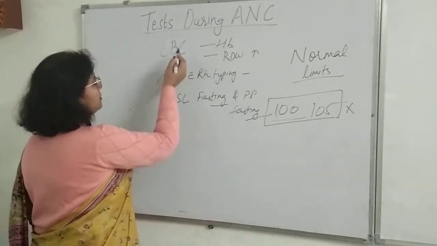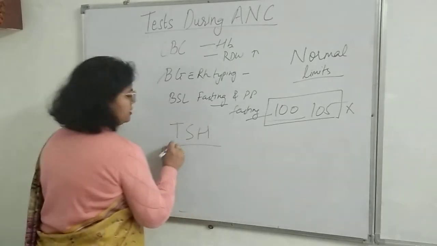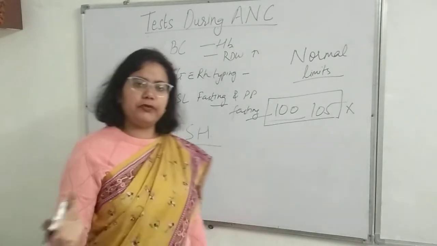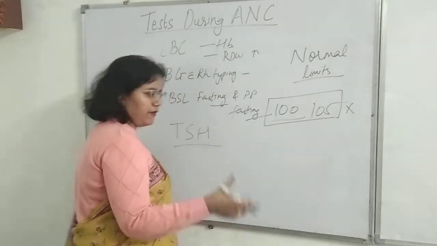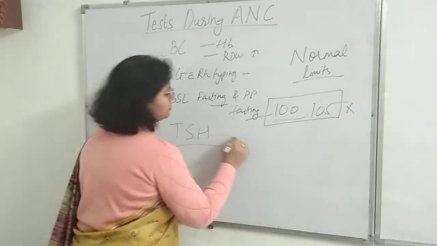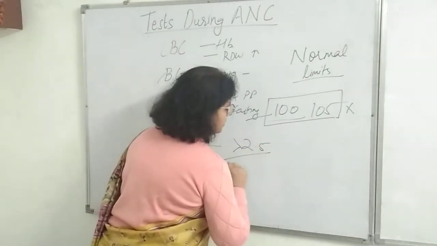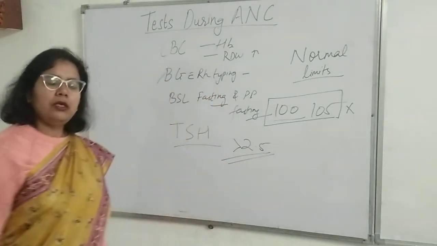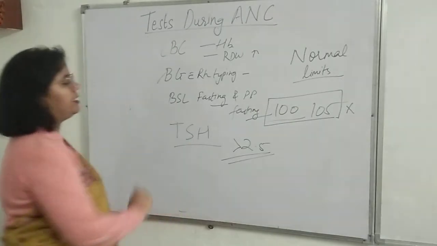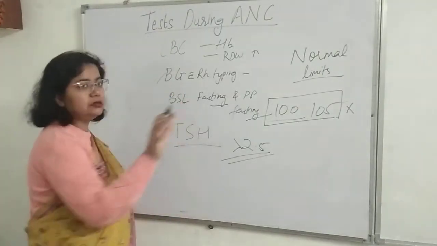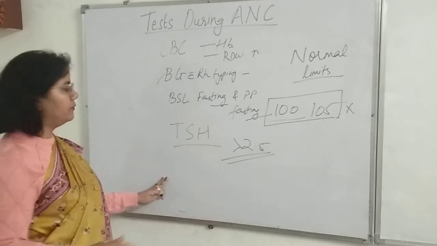The next thing is CBC, blood group, blood sugar, TSH. TSH levels are also different in gravid and non-gravid women. If it is more than 2.5, you initiate the therapy. These are the screening tests you will be doing in every antenatal woman.